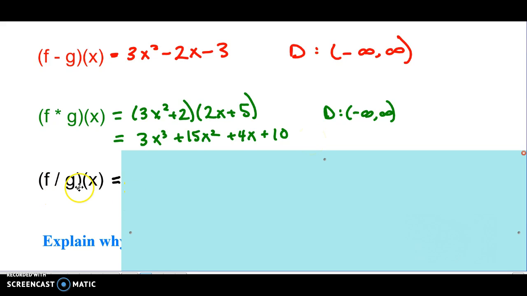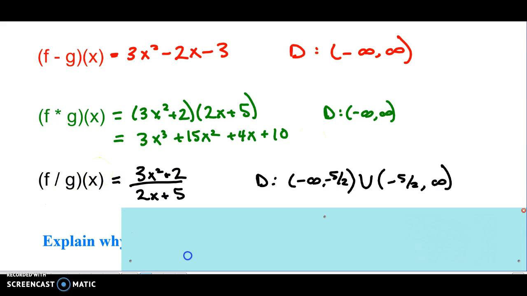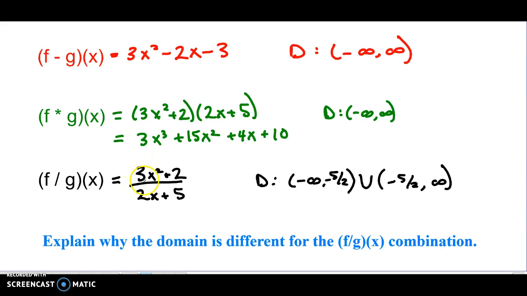Now this last one, f divided by g, you'll notice something a little bit different here. We get 3x squared plus 2 divided by 2x plus 5. Now, this doesn't have a domain of all real numbers, because think about what would happen if I plugged in negative 5 halves for x. It would become undefined. So my domain is everything except negative 5 halves.